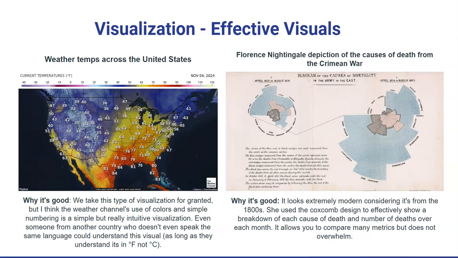And as you can tell on the right one, it's very similar. While this one is extremely old, from the 1800s to be exact, it's the causes of death from the Crimean War. And this one is good because it has an effective showing of the categories of why certain people die in this war and whatnot. And again, just like the previous example, it is extremely intuitive.